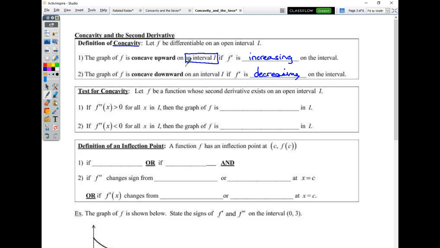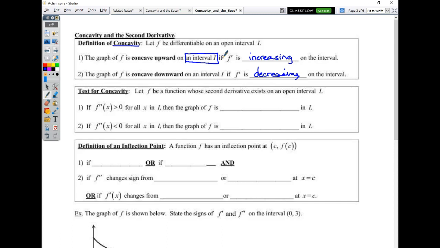So if I ever ask about the concavity of something, we are always going to state that the concavity is positive over an interval containing a point, and we're going to see an example of that momentarily. Our test for concavity: now our definition is talking about f prime increasing and decreasing. Our test exists because we want to come up with something that we can do easily without having to graph functions to be able to observe whether f prime is increasing or decreasing.